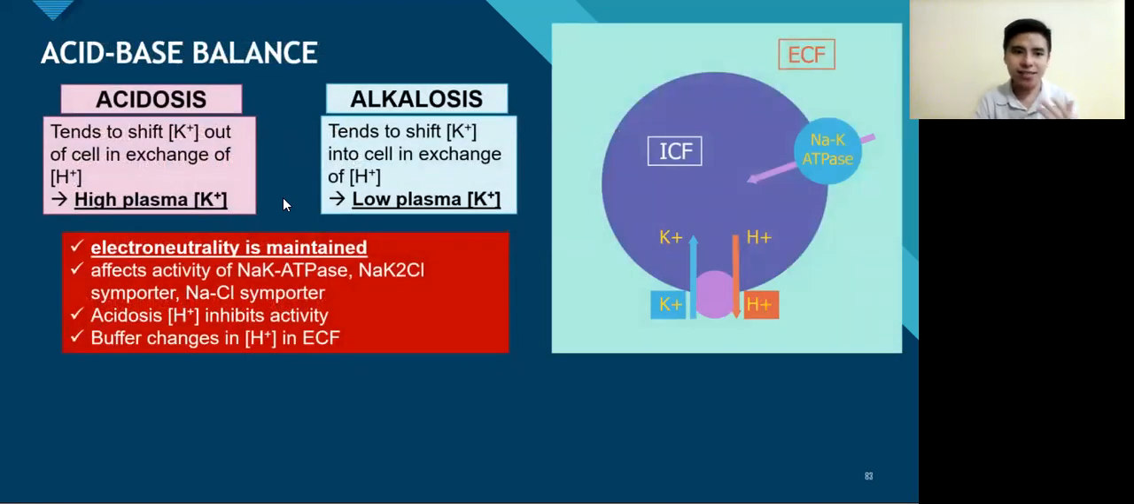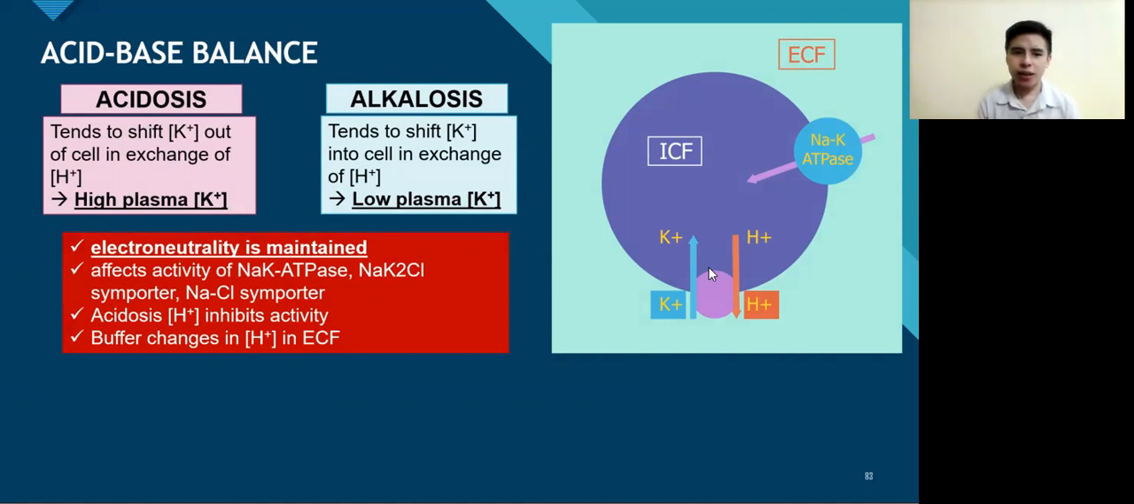So you have here acidosis. It says here that acidosis tends to shift potassium out of the cell in exchange for H. So that will lead to a high potassium level. What do I mean by that? In acidosis, what will happen to your hydrogen ion? Is it high or low? It's actually high, because H ion is an acid, so there's more H ion in the plasma.